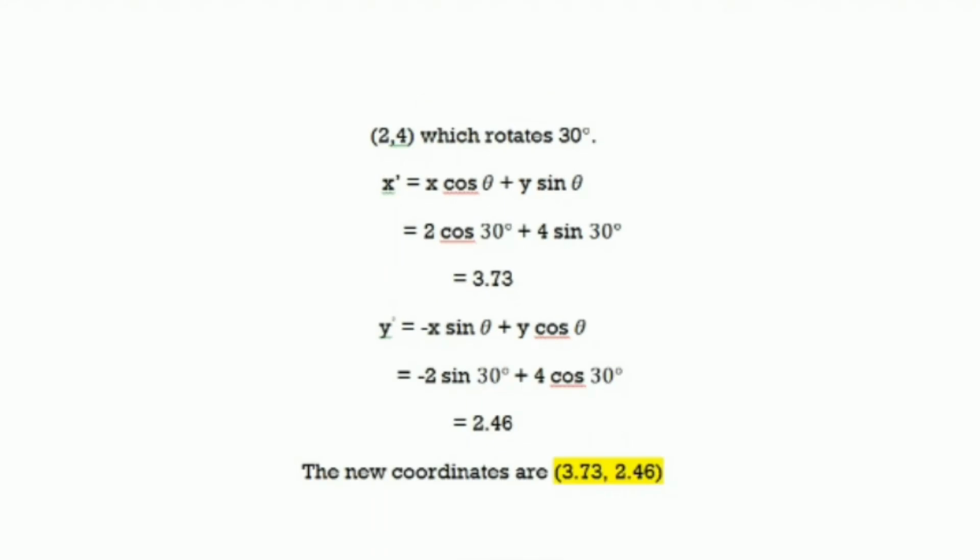Let's have another example, which is 2, 4 with a degree angle of 30 degrees. So, ganun ulit, by substitution, dun sa formula, we have 2 cosine 30 plus 4 sine 30, which is equal to 3.73. Then sa for y prime, negative 2 sine 30 plus 4 cosine 30 is equal to 2.46. So our new coordinates are 3.73, 2.46.